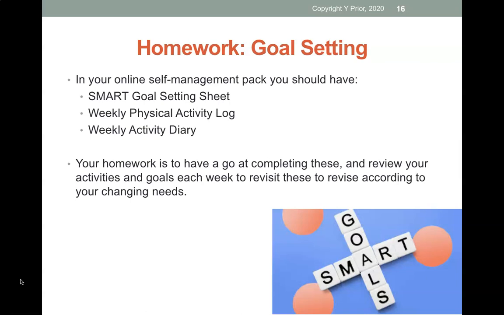In your online self-management pack, you should have a SMART goal setting sheet, weekly physical activity log, and weekly activity diary, which you can download as PDFs and complete at home. So your homework is to have a go at completing these and review your activities and goals each week to revise according to your changing needs.